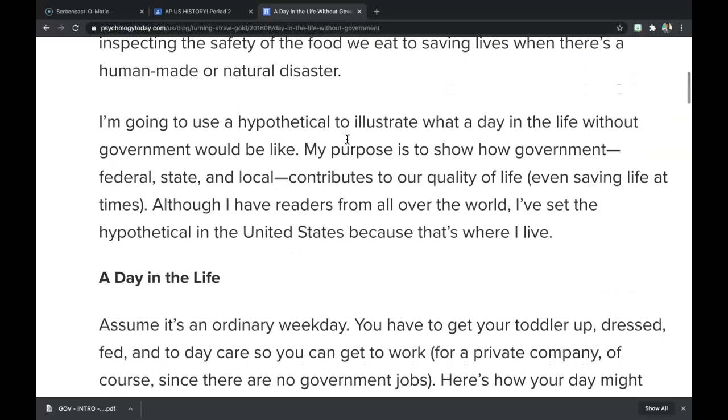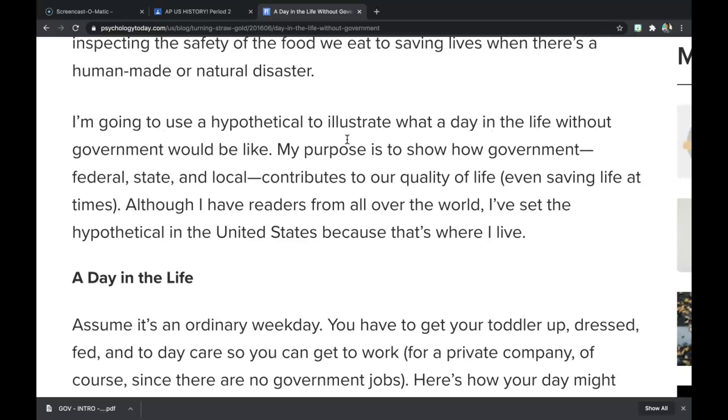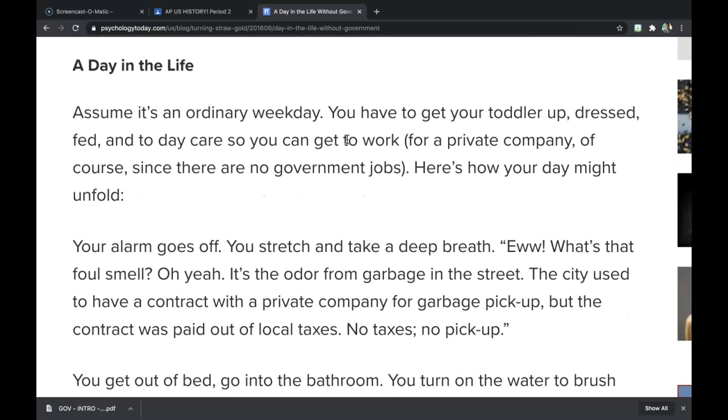I'm going to use a hypothetical to illustrate what a day in a life without government would be like. My purpose is to show how government, federal, state, and local, contributes to our quality of life, even saving life at times. Although I have readers from all over the world, I set the hypothetical in the United States because that's where I live. Here is a day in the life without government in the United States of America.